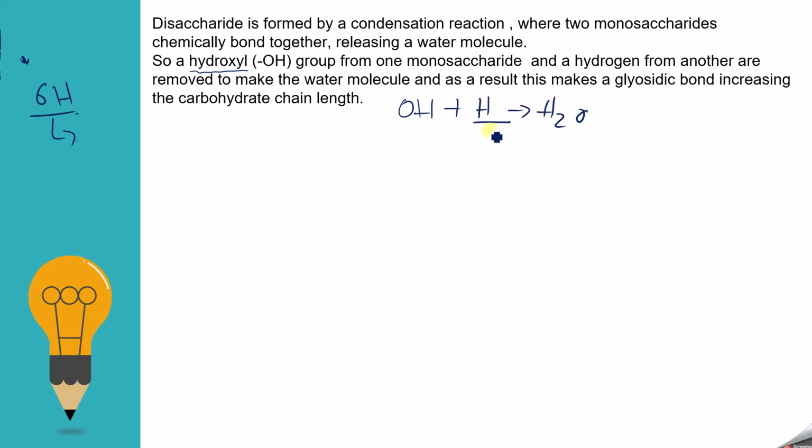So we've got hydrogen from one monosaccharide and a hydroxyl group from another monosaccharide, and this makes water, and as a result we also get a chemical bond. The specific chemical bond we make is called a glycosidic bond, and the main feature of the formation of this glycosidic bond is that it increases the carbohydrate chain length. This might be a bit obvious to just say, but it's directly from the mark scheme, so I'd mention this or write it down in your notes.